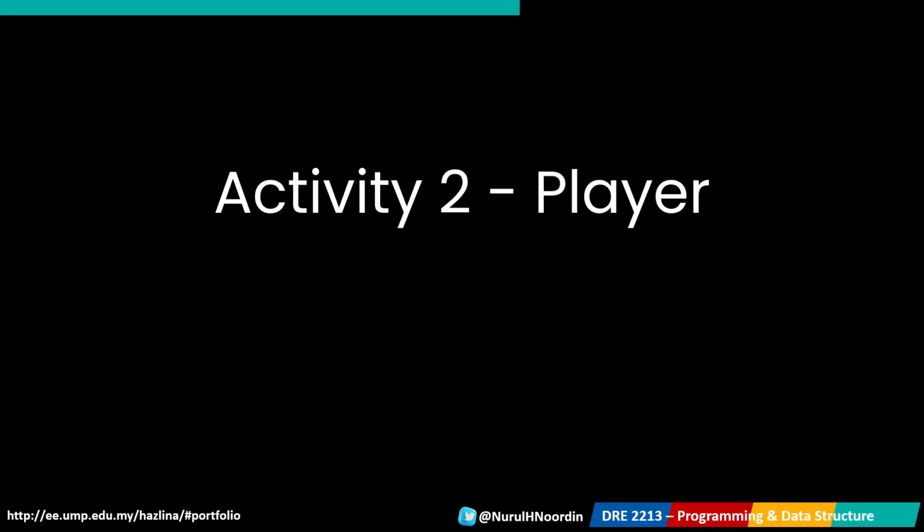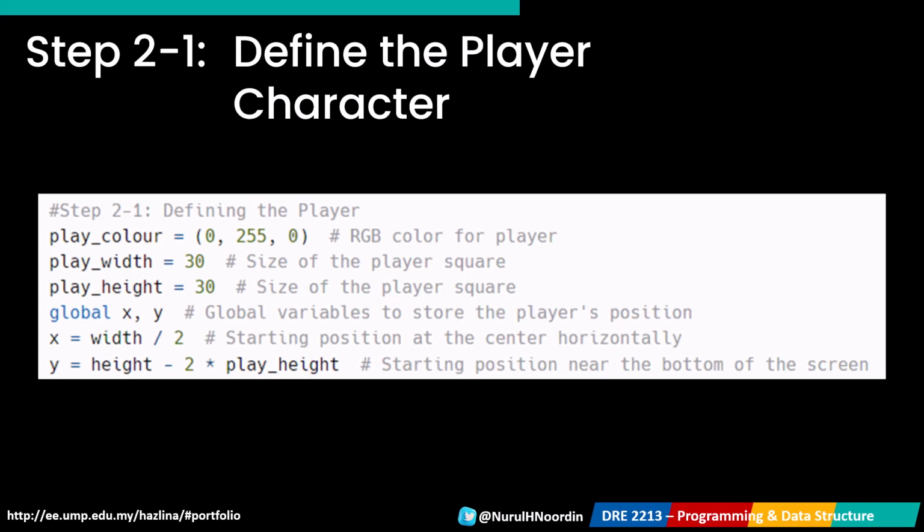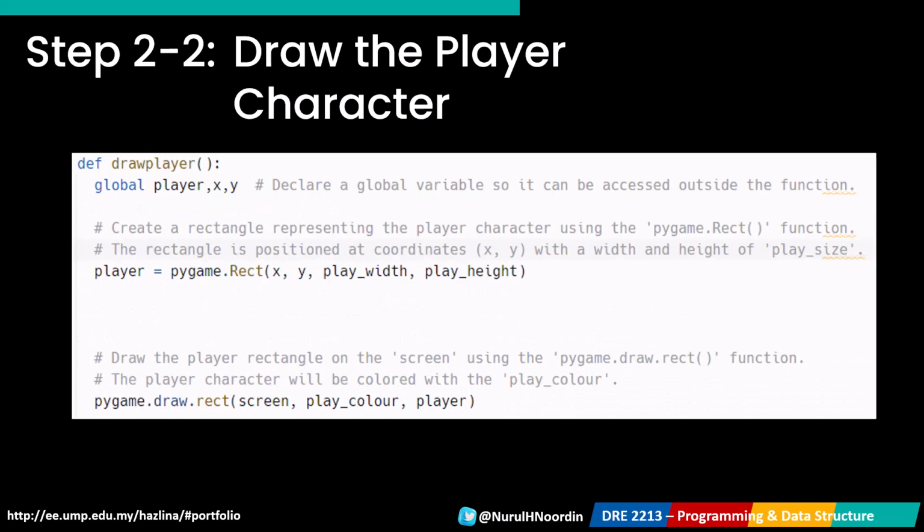For activity 2, we will define the player. We'll use a green square to represent the player. Add the following code after step 1.4 and before step 1.5. We need a function to draw the player character on the screen. These are the codes that are required.